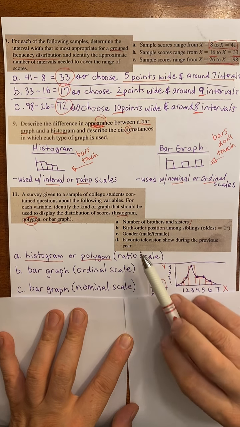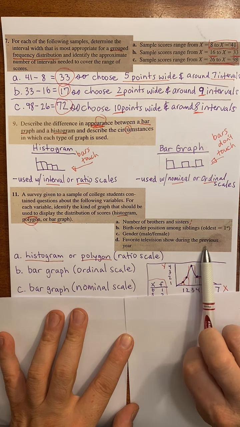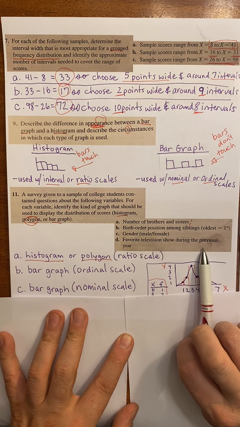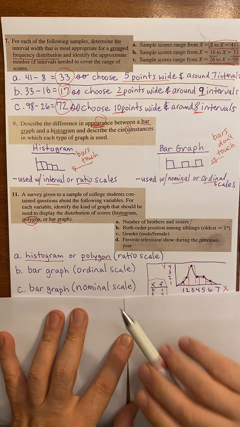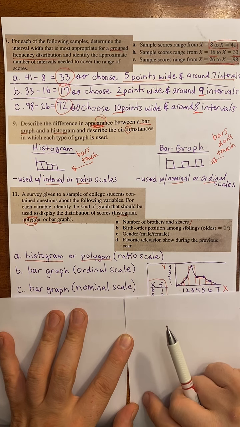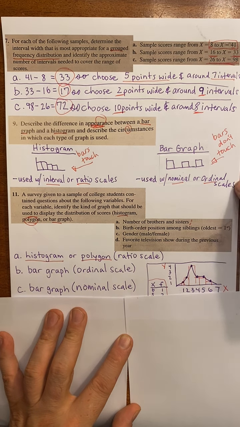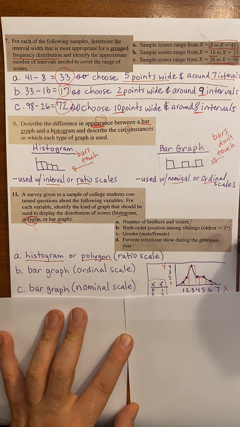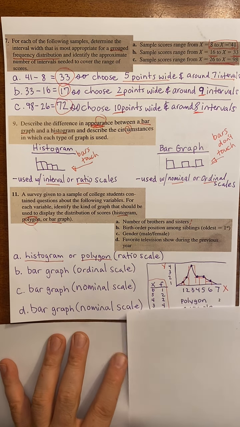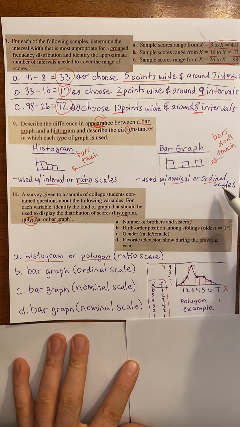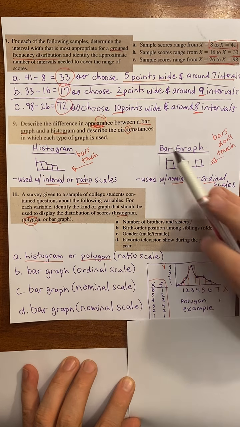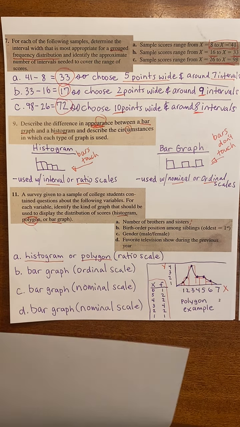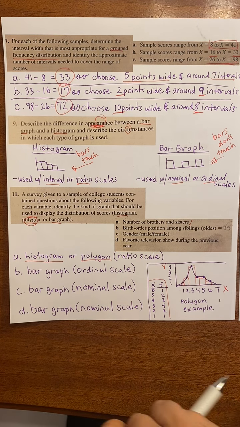So then question number D, favorite television show during the previous year. Favorite almost is suggesting ordinal, but it's not asking for like a first, second, or third. It's just the one favorite. What's the most popular, or the one that you like the best? So that sounds to me like nominal. Let's see if that's right. Yes, it's nominal. Okay, and because it's nominal, right? Because we're just asking about a name of a category, it's going to be a bar graph that you're going to use. Okay, so that's question number 11.